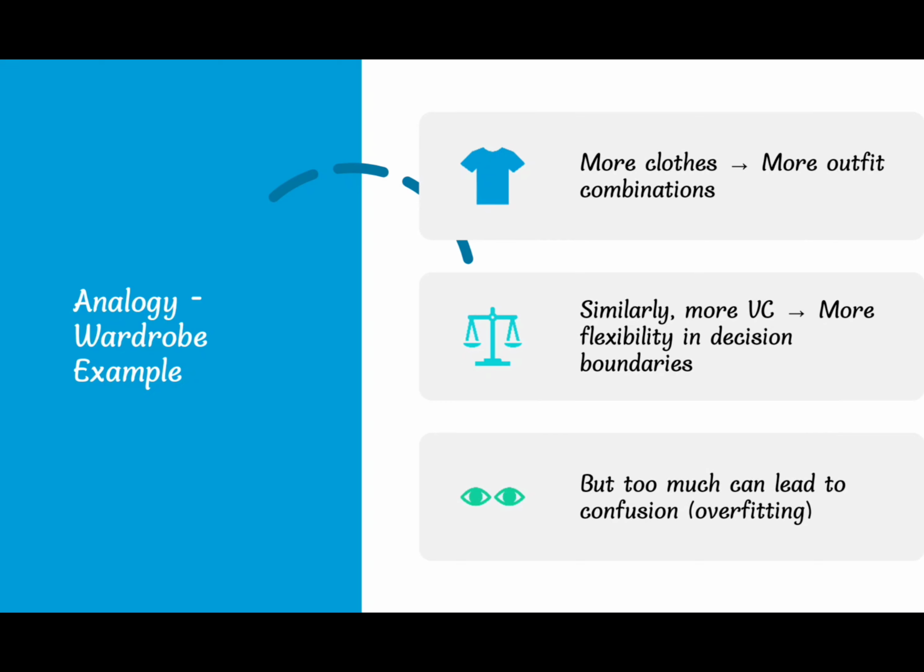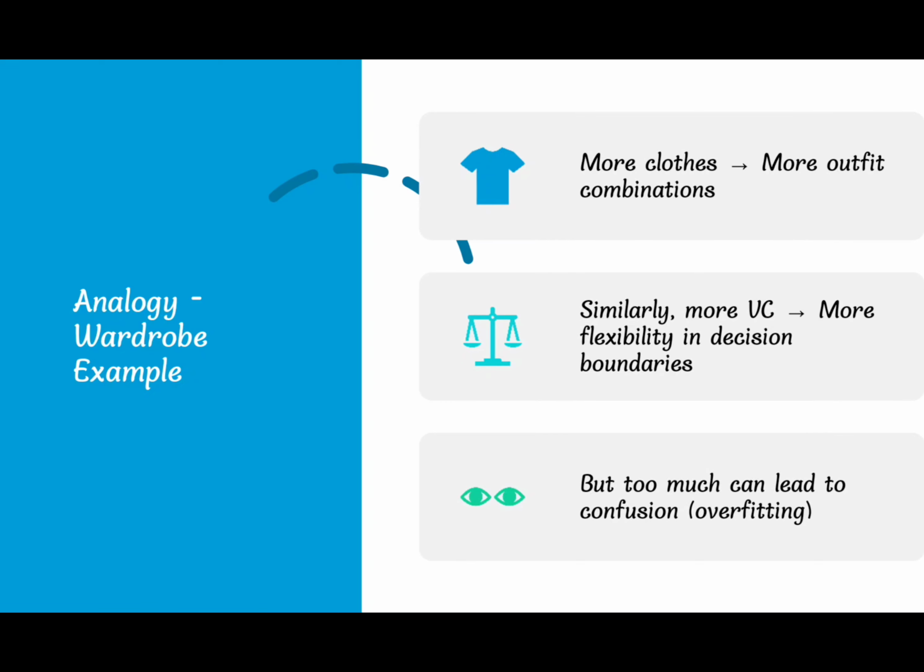To make this even simpler, let's use an everyday example. Think about your wardrobe. The more shirts, pants, and accessories you have, the more outfits you can create. A big wardrobe gives you more flexibility to dress for any occasion. In the same way, a model with a high VC dimension has more flexibility to handle various types of data. But just like having too many outfit choices can become confusing, a very high VC dimension can also cause problems, which we will talk about next.